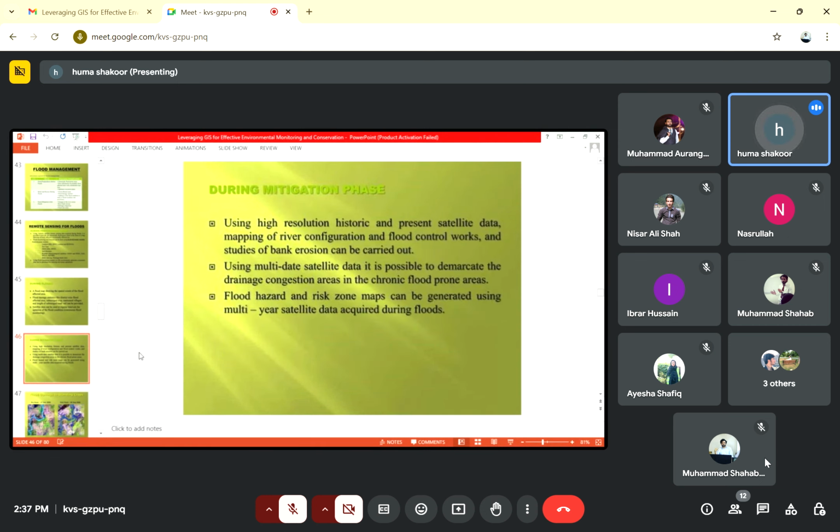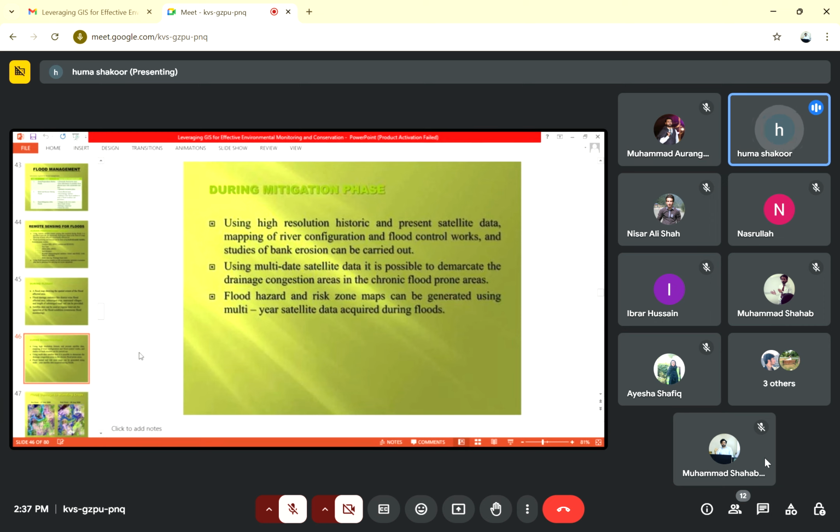During the mitigation phase, using high resolution historic and present satellite data, mapping of the river configurations and the flood control works and studies of the bank erosions can be carried out. Using multi-date satellite data, it is possible to demonstrate the drainage conjunctions area in the chronic flood prone areas. Flood hazard and risk zone maps can be generated using the multi-year satellite data acquired during the floods.